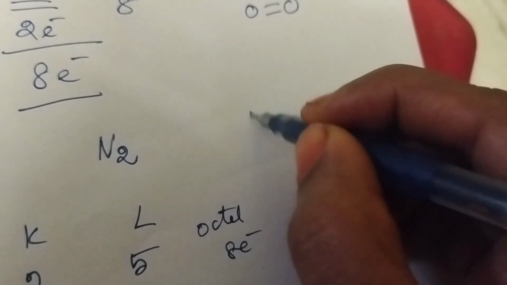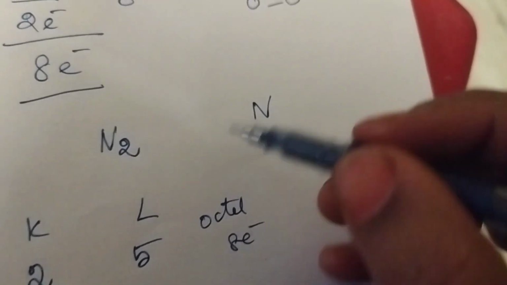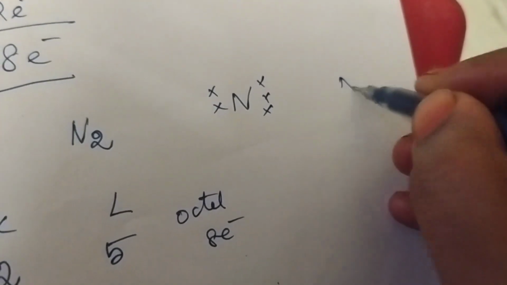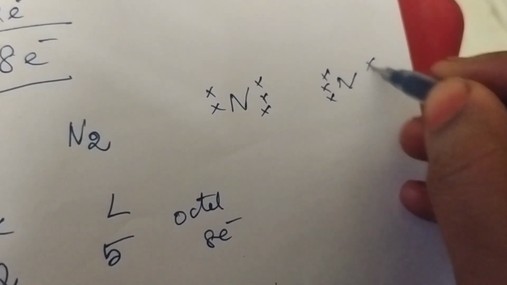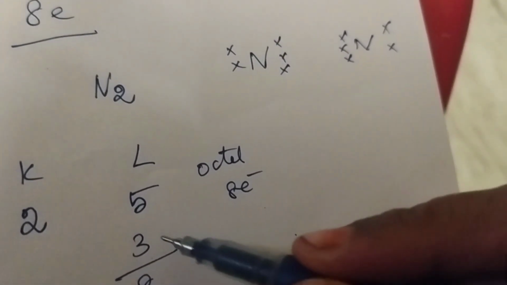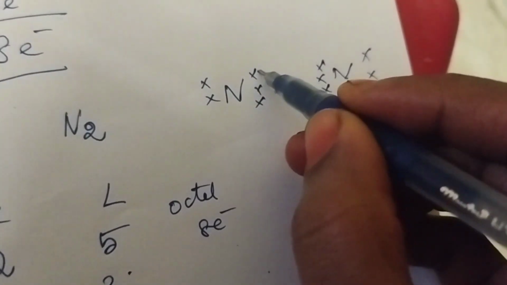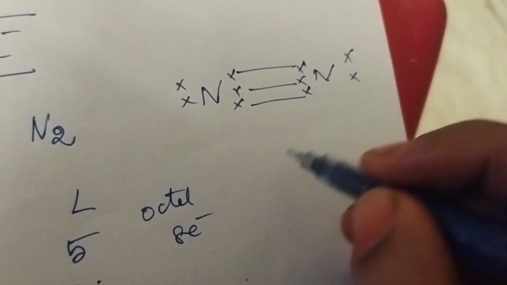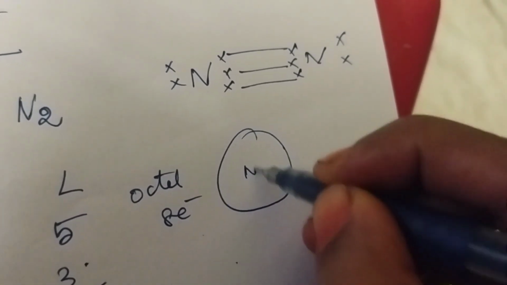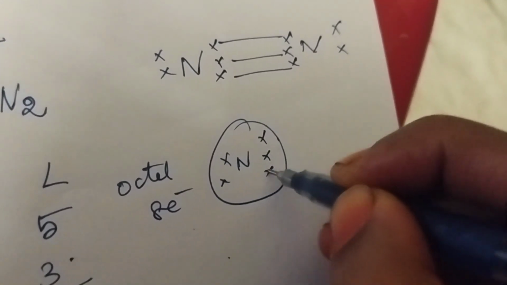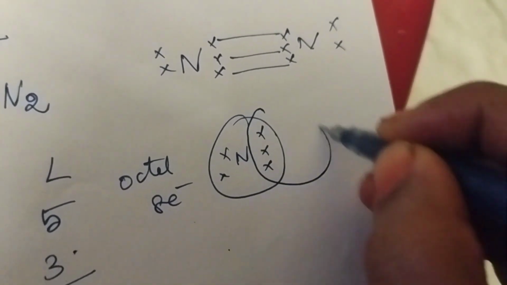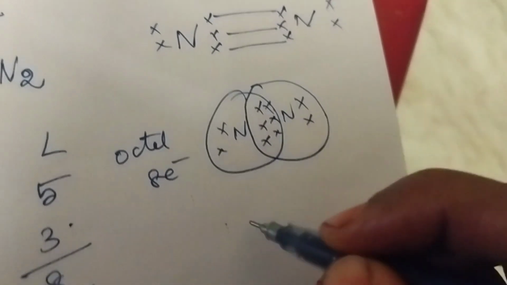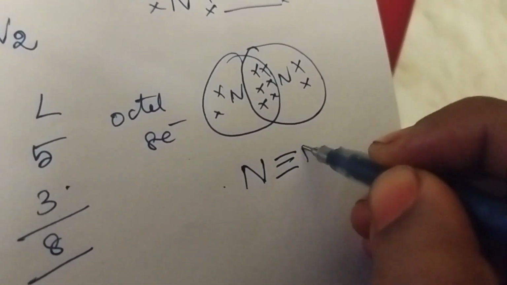So here nitrogen in its last shell contains 5 electrons: 1, 2, 3, 4, 5. Like that, another nitrogen: 1, 2, 3, 4, 5. So if we add 3, we will get 8 electrons. So these 3 electrons are going to be shared. So finally, nitrogen 1, 2, 1, 2, 3, and this nitrogen 1, 2, 3, 1, 2. The 3 electrons are shared. So N triple bond N.